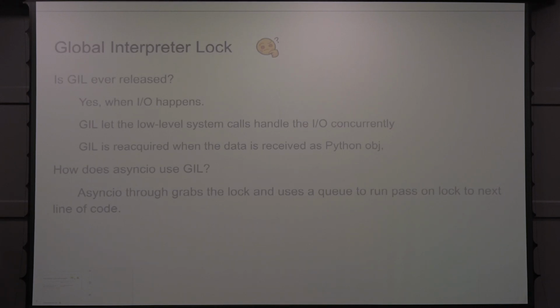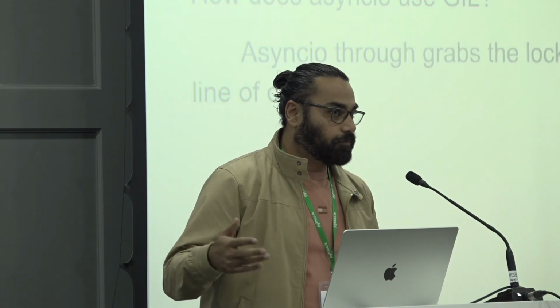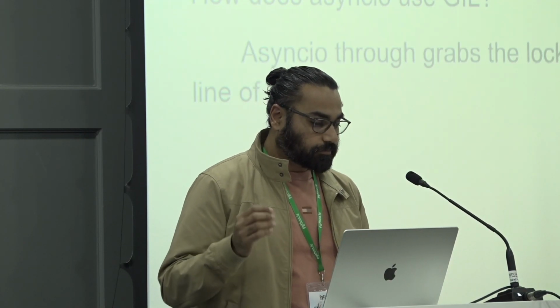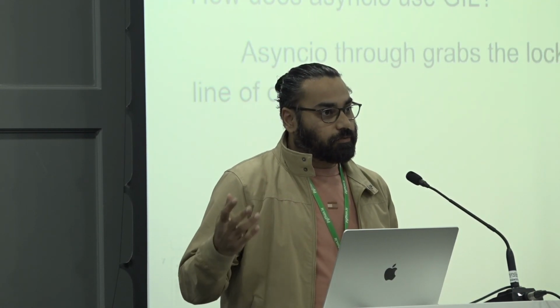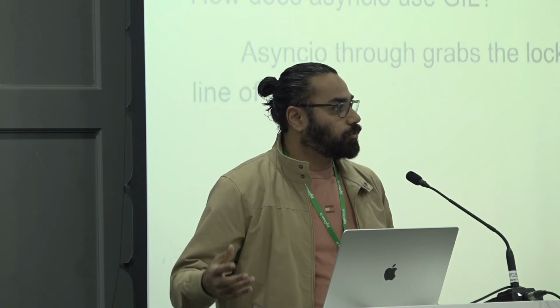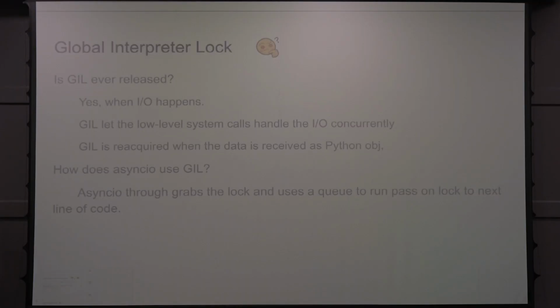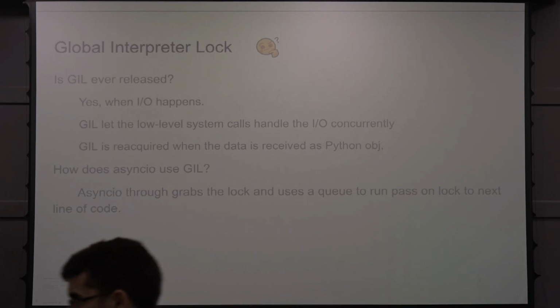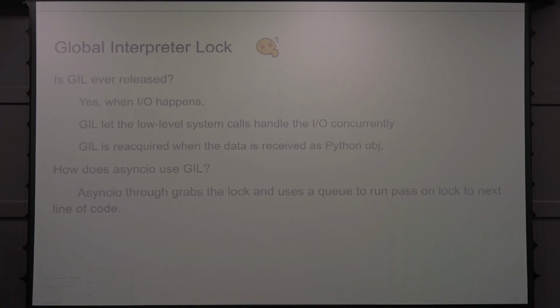Deep down, when you are doing an input-output operation through threading or any synchronous application, a lock, the GIL, is acquired to run those instruction sets. And the GIL hands over the job to the low-level system calls to take care of the input-output operations concurrently. In a multi-threading environment, if you have one thread just waiting for the input-output to complete, all other threads are just waiting.